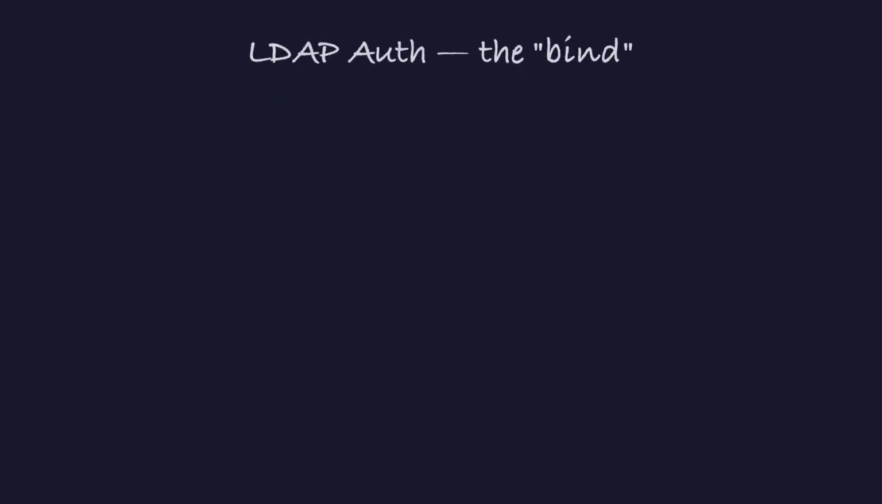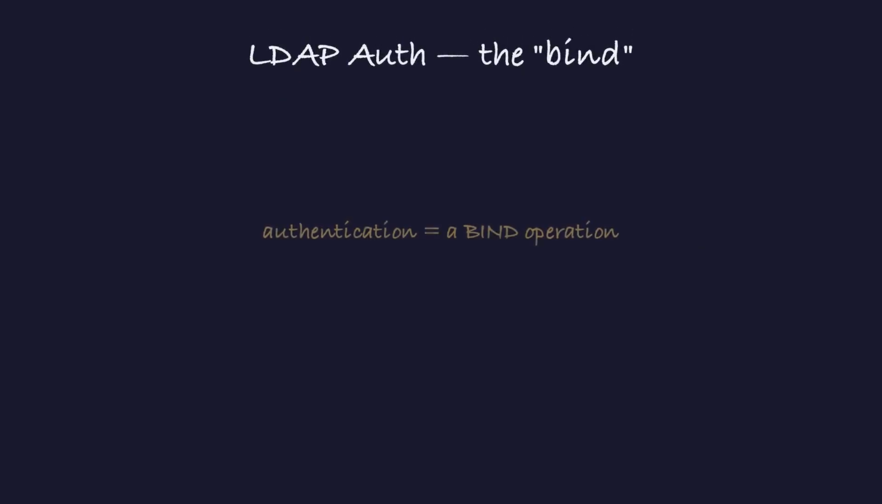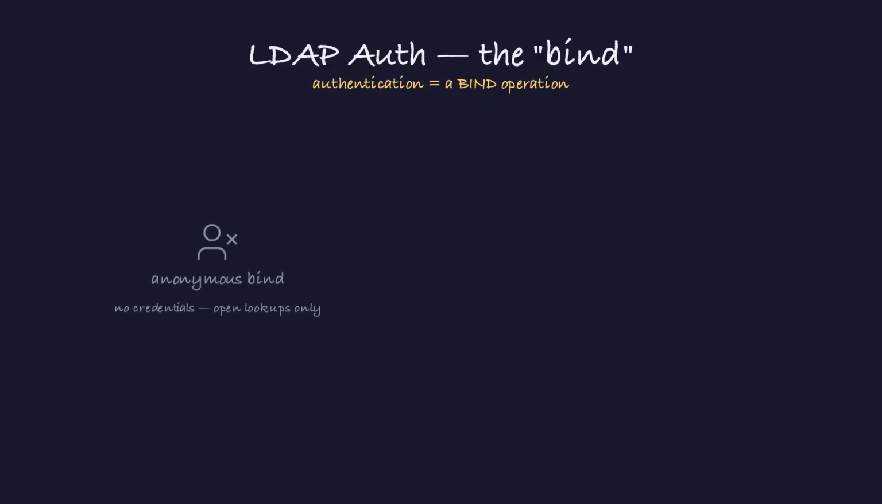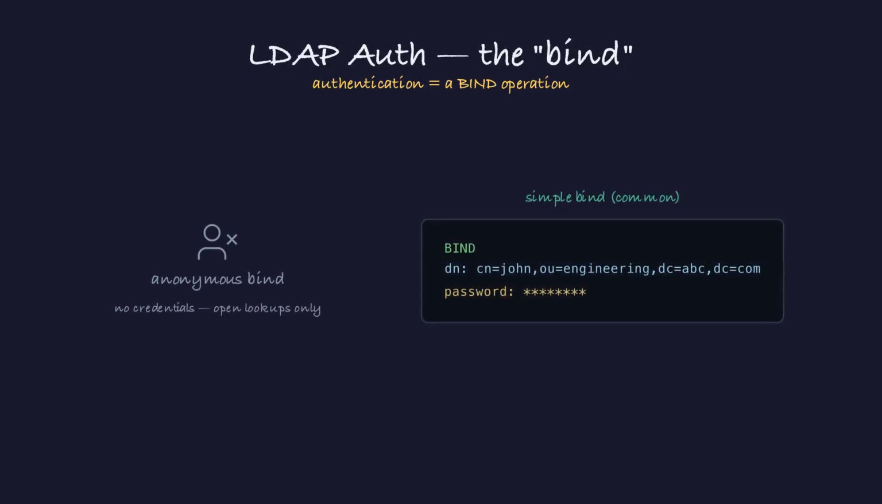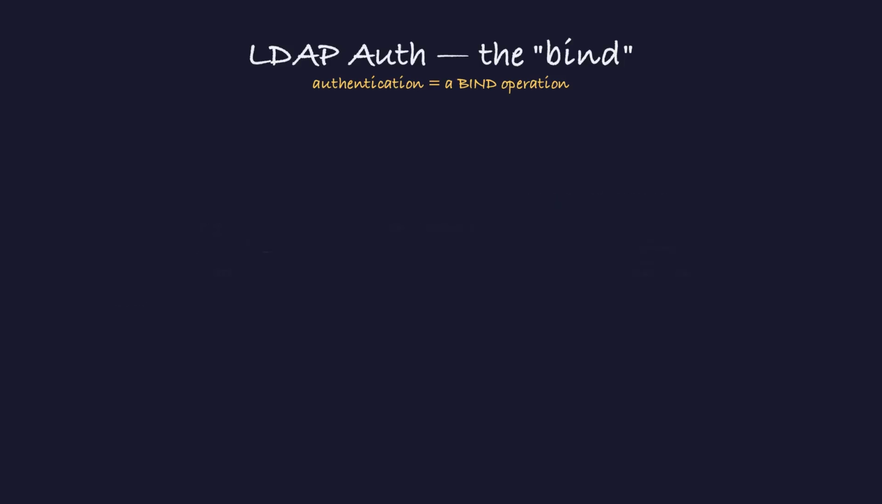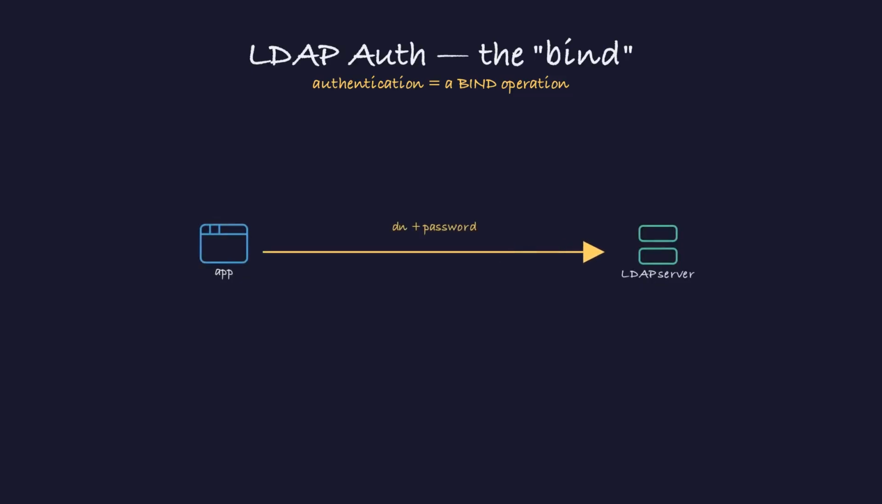LDAP authentication happens through an operation called a bind. There are 2 kinds. An anonymous bind connects with no credentials, only for open lookups. A simple bind is the common one. You hand over a DN and a password. The server checks that password against the stored hash. Match, and you're authenticated. It returns a result code.